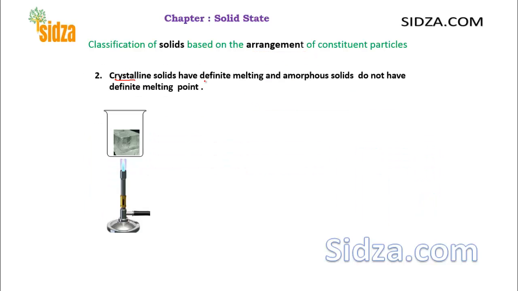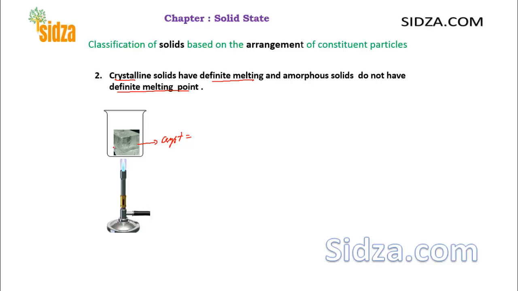Crystalline solids have a definite melting point. They have a sharp melting point, while the amorphous solids do not have a sharp melting point or a definite melting point. Suppose you have a crystalline solid here and you heat it. For a crystalline solid, what kind of observation can we have? If this one is a crystalline solid, then you will see that the whole crystal will melt at one temperature. It will melt abruptly, so it has a sharp melting point.